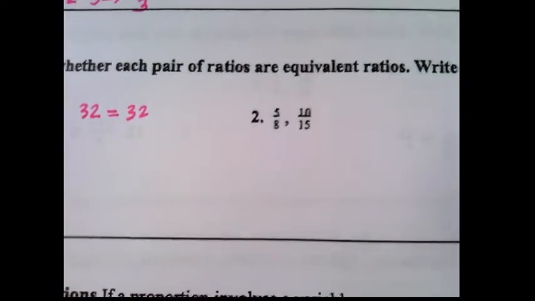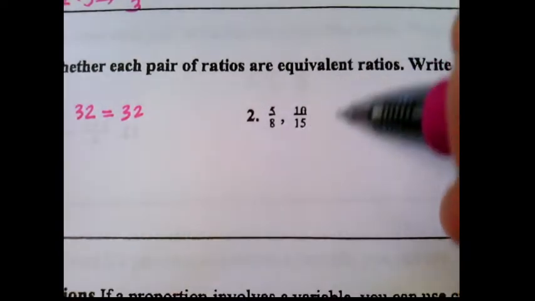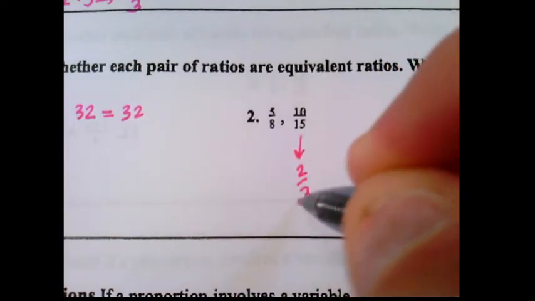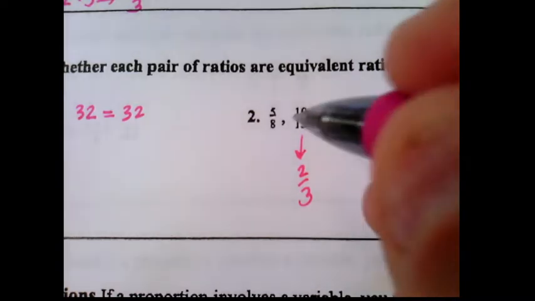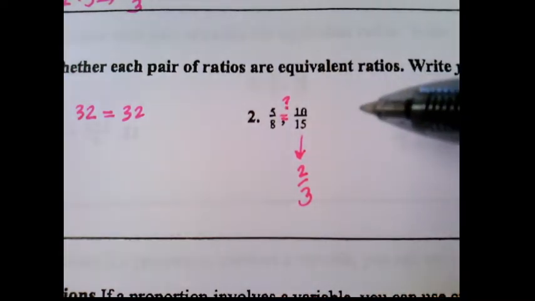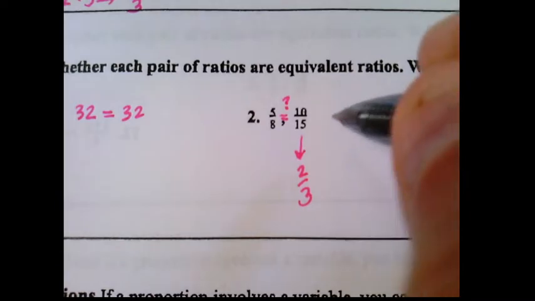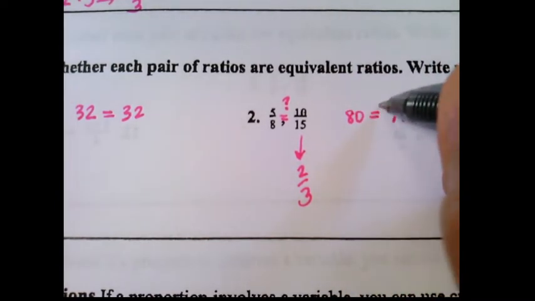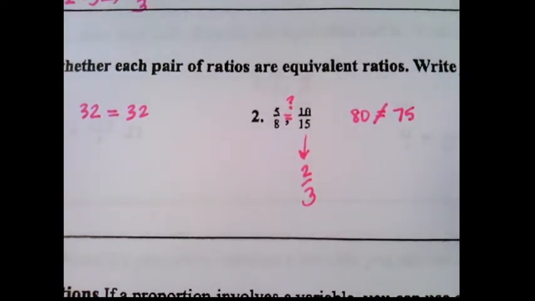So the next one says, is 5/8 equivalent to 10/15? Well, if I reduce 10/15, it becomes 2/3, which is not the same as 5/8. Okay, I can't reduce 5/8. The other thing I could do, if I put this down here, I'm not sure if they're equal, so I put a question mark. I'm going to do 8 times 10, which is 80, and 5 times 15, which is 75, and you can see that they are not equal, and so as a result, these ratios are not the same. Okay?